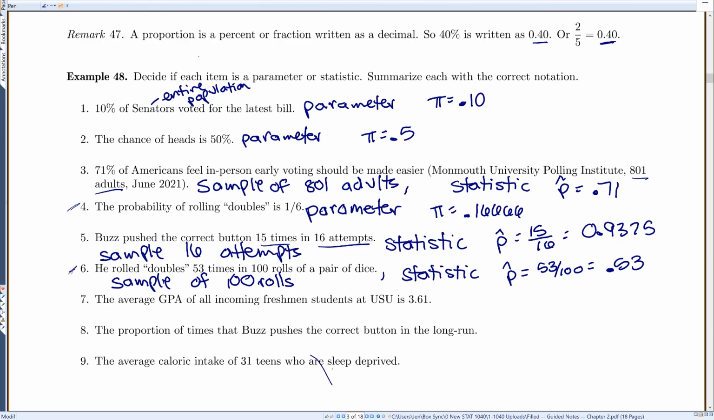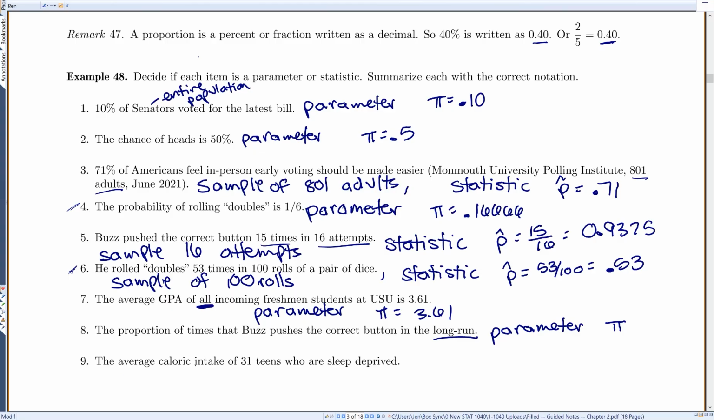Let's see, the next one. The average GPA of all incoming freshmen at Yoshi is 3.61. So that all tells me that's the population. It would be a parameter. So we'll use pi equals 3.61. Let's see, the proportion of times the buzz pushes the correct button in the long run. So we're talking about if you did it infinitely many times. So that's the population, so that would be a parameter. It didn't tell me what that number is, so we'll just leave it as a blank pi.